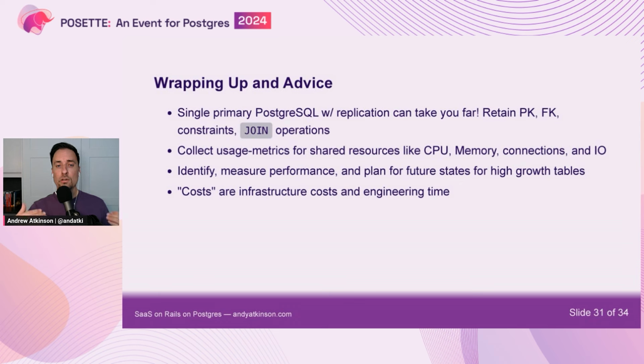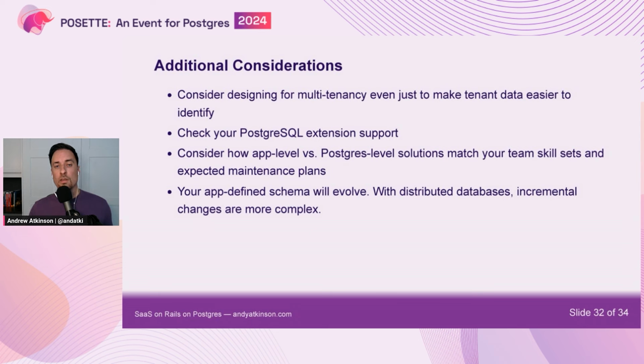That being said, we should collect usage metrics about our query patterns, our data growth patterns, especially for shared resources on our instances, like our CPU, cores, memory, connections. And we want to identify those patterns in that data growth, and we want to measure its performance and plan for future states. And we want to consider costs, both infrastructure costs and engineering time, if we adopt one of these distributed database technologies.